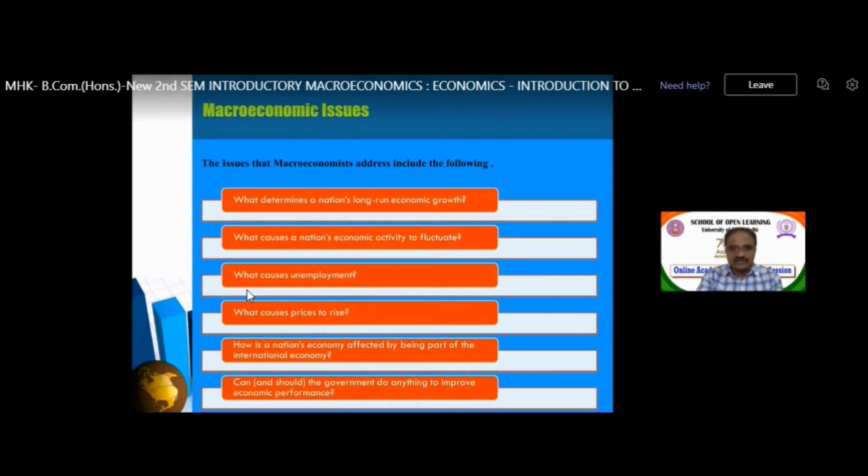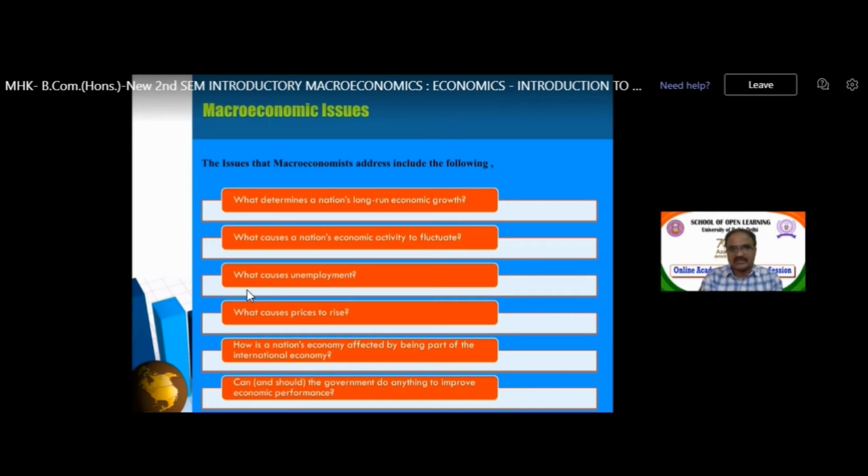That is also more important. Next, the last point which we are discussing: can the government do anything to improve economic performance? Yes, of course. So what is the government's role to play? The government has to sustain the growth and to improve the growth rate.